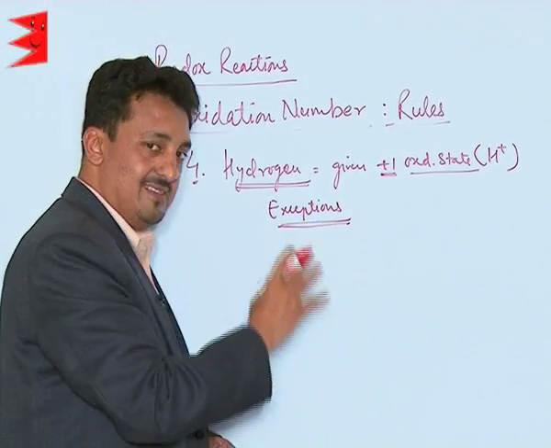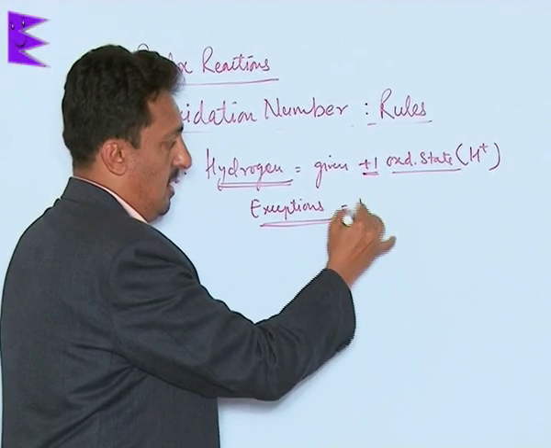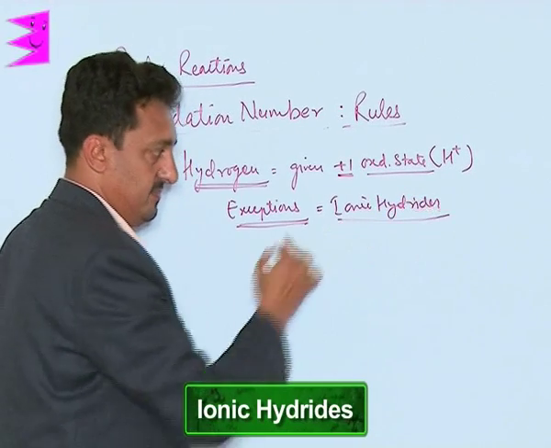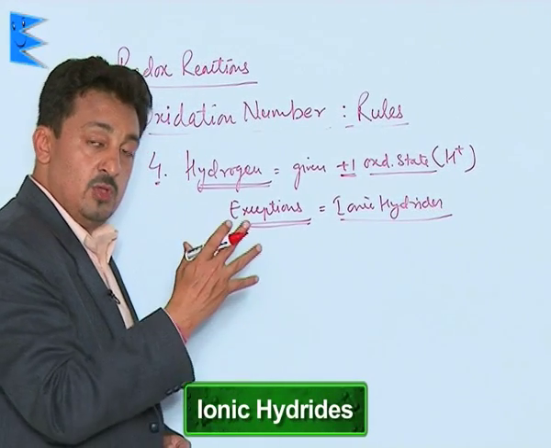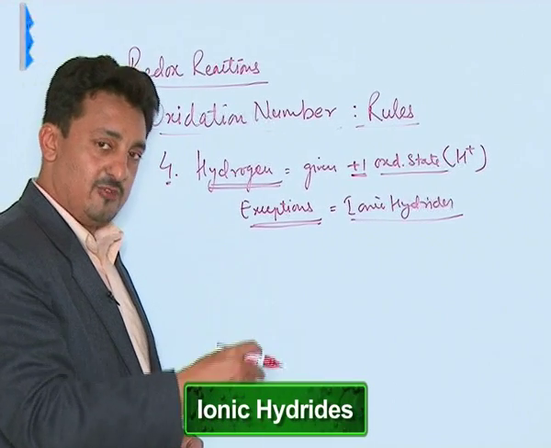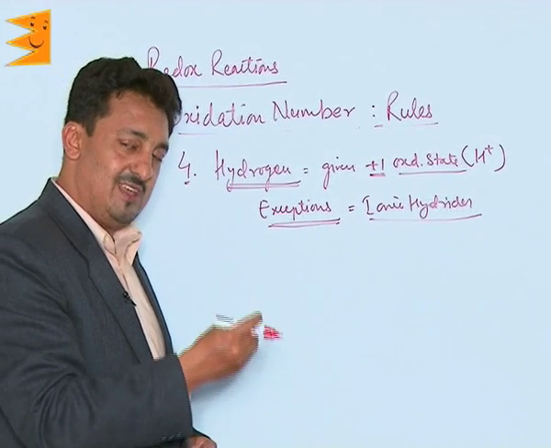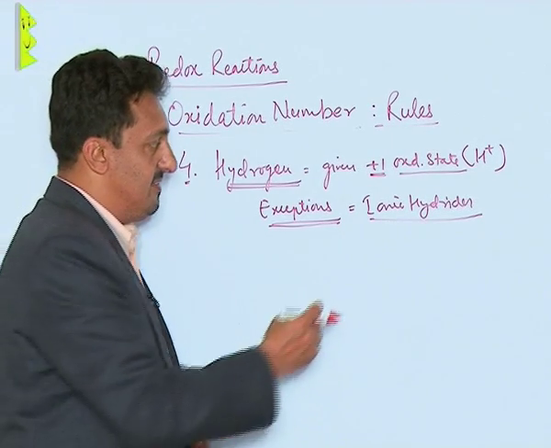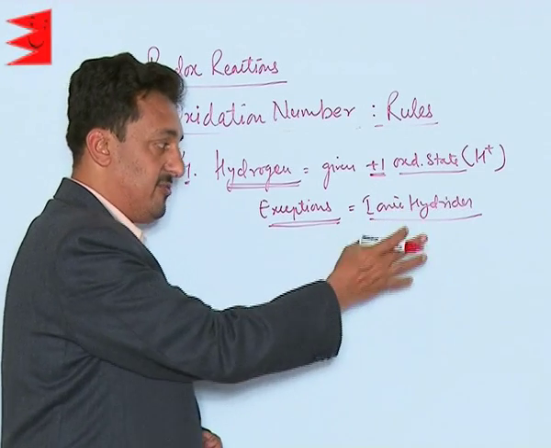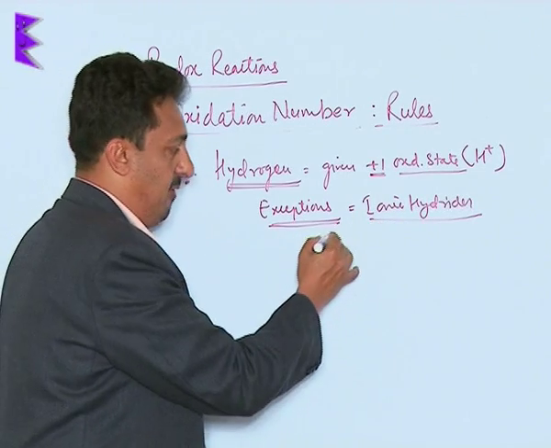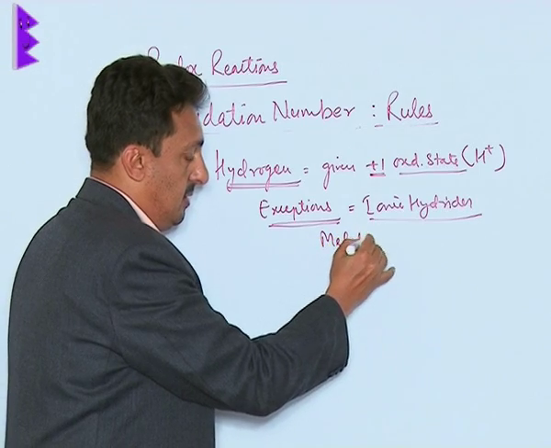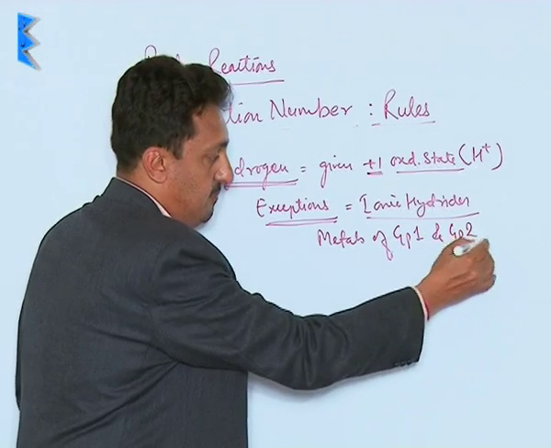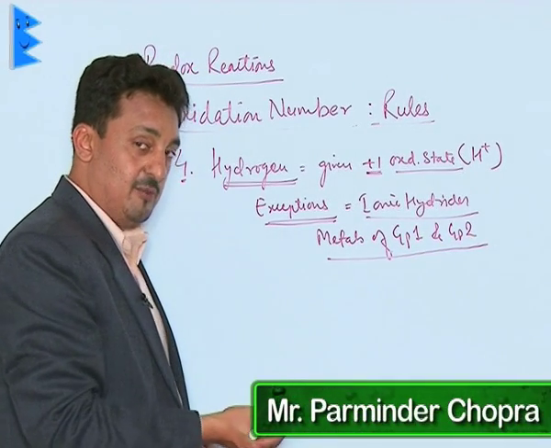The exceptions can generally be classified as ionic hydrides. Hydrides are the compounds of hydrogen in which hydrogen is present as an anion, in the negative state. Generally, ionic hydrides, as the name shows, are ionic in nature and are formed by the metals of group 1 and group 2, because they are most electropositive.